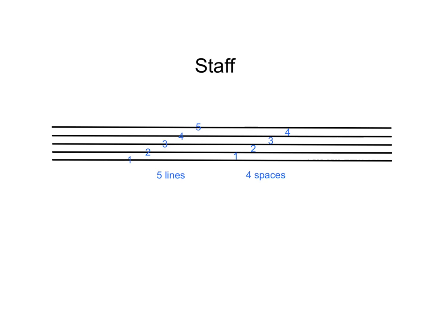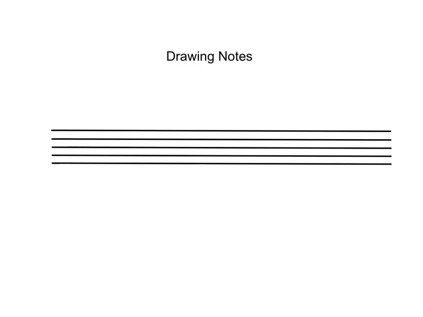Now you may be wondering, why do we start from the bottom? The reason is because notes represent pitches. Pitch meaning how low or high a note sounds. Notes that are low, like this one, are written lower on the staff, and notes that are high, like this one, are written higher on the staff. So that is why we start at the bottom and go to the top. Now let's learn to draw some notes.